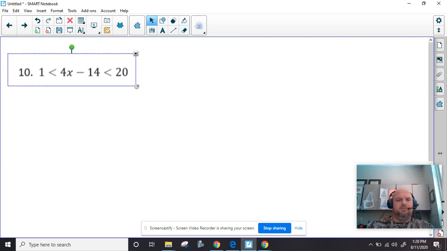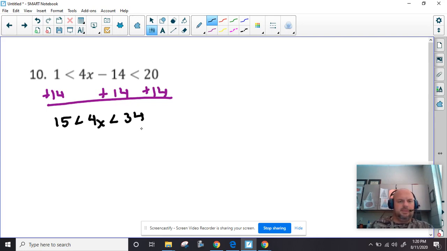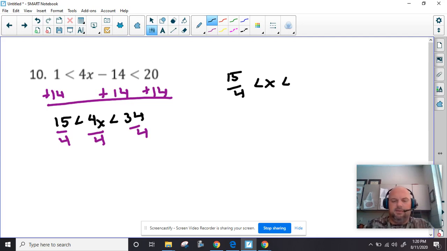This is an and problem. Now, I kind of like these a lot better than the ors. And this is why. Here's my variable. I've got to get rid of the 14, but I've got to add it to everything. So I get 15 less than 4x less than 34. And then I'm going to end up dividing everybody by 4. So I have 15 over 4 less than x less than 34 over 4. I know that's going to reduce, and I'm going to use my calculator, because I keep telling you to use your calculator. This actually ends up being 17 over 2.